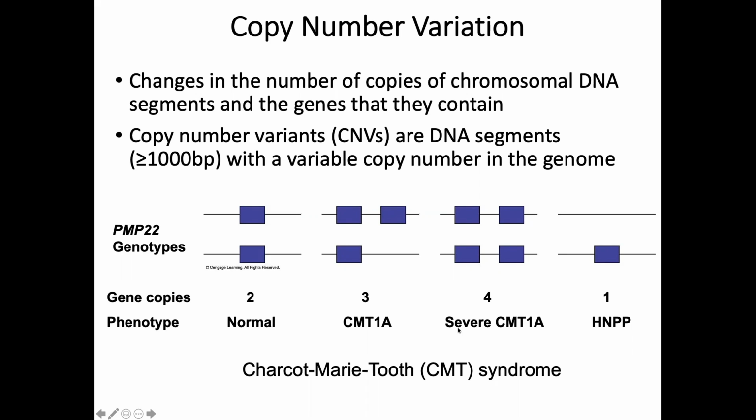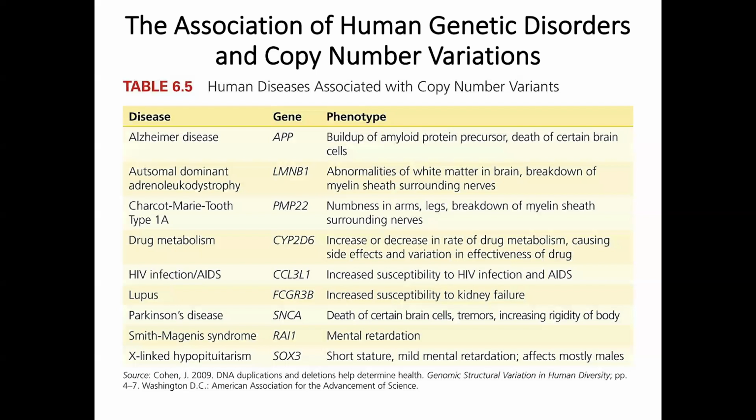Interestingly, if only one allele has the PMP22 gene and the other allele is deleted, the individual will develop HNPP. It's also called hereditary neuropathy with liability to pressure palsy, which is also a disorder of the nerves. This table lists the human diseases associated with copy number variations. These are also good topics for your group project.